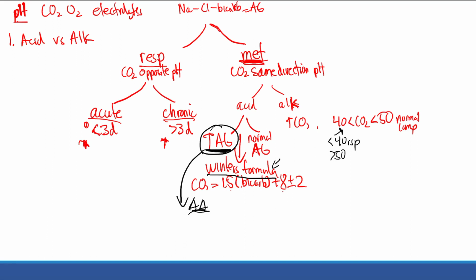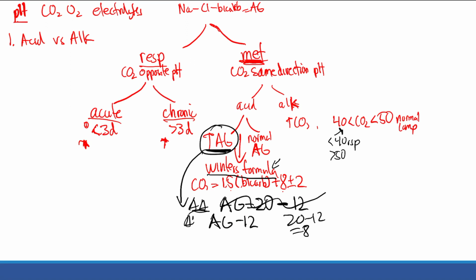First, for your delta-delta, take your measured anion gap. Let's say your anion gap is 20, which is obviously increased. You subtract 12, because that's the normal anion gap. In this case, it's 20 minus 12, you get 8. Next, step 2, this is delta number 1, and you add this number to the patient's bicarb. So delta plus bicarb.